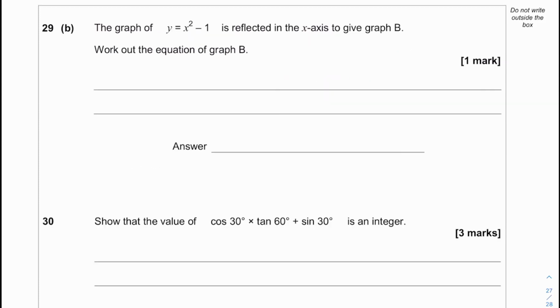Question 29 part B, we are told that the graph of y equals x squared minus 1 is reflected in the x-axis to give graph B, and we need to work out the equation of graph B. So the key pieces of information here are this equation and reflected in the x-axis.